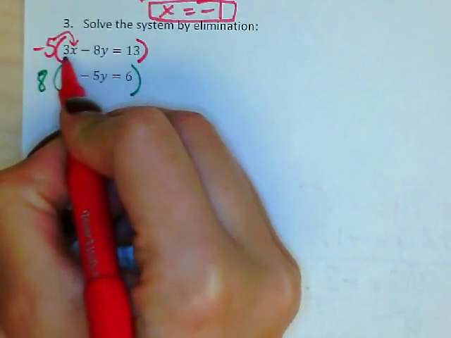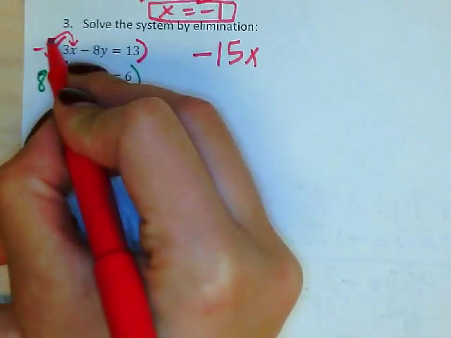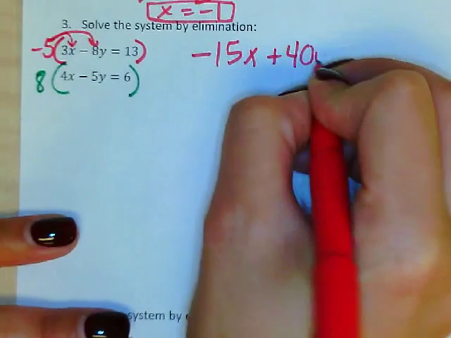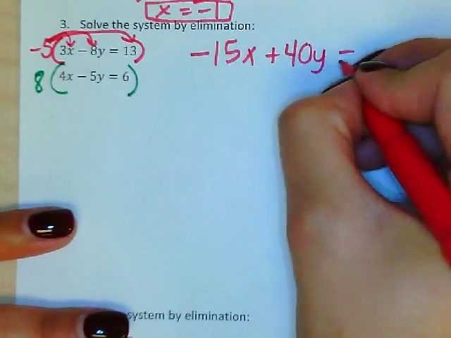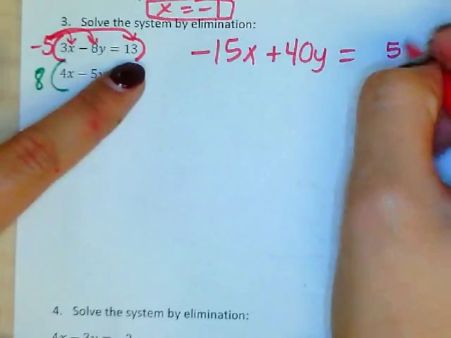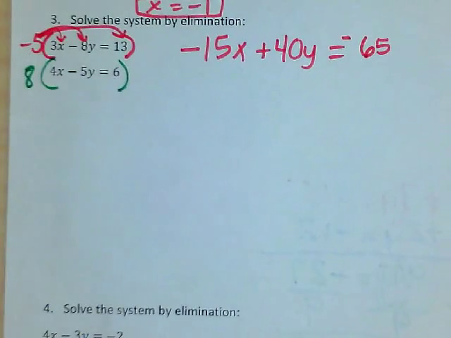So -5 times positive 3x would give me negative 15x. -5 times -8 would give me positive 40y. And -5 times 13 would give me negative 65. Okay?